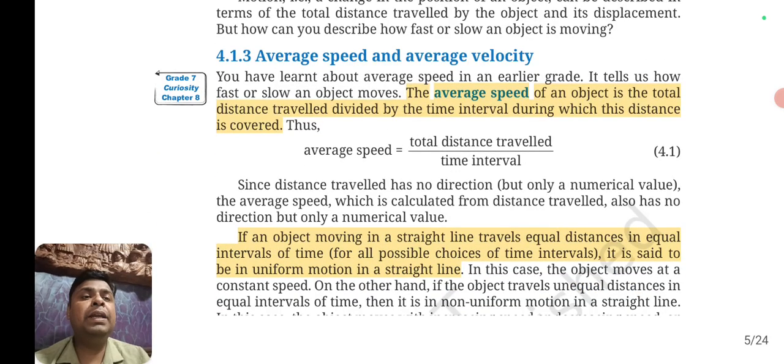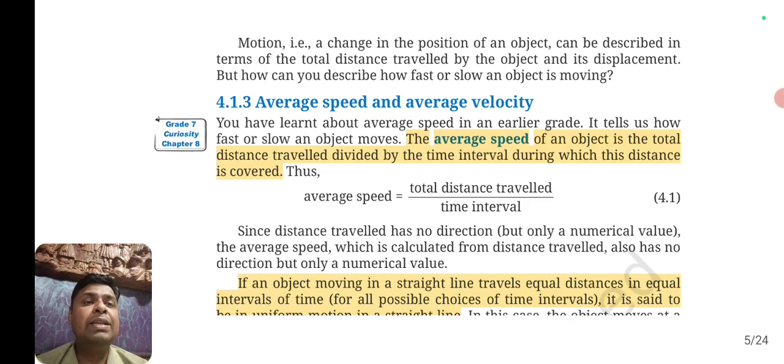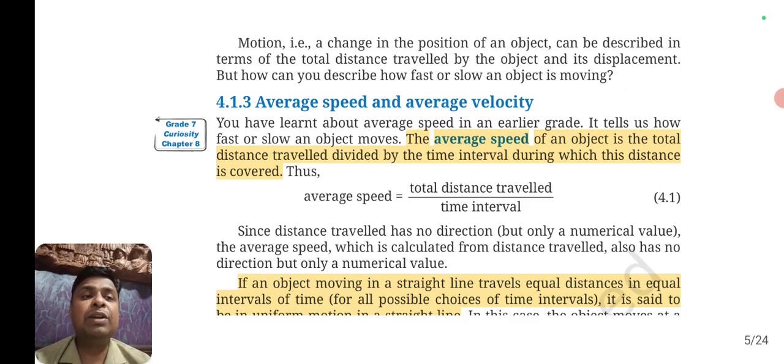Now average speed and average velocity. Motion changes, that is, the change in position of an object with respect to time, in terms of total distance traveled and its displacement. So, average speed and average velocity. Let's try to understand. The average speed of an object is the total distance traveled divided by the total time interval. So total distance upon total time.